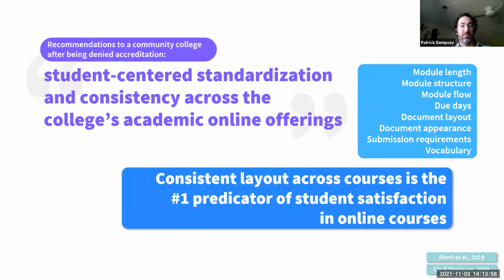So there's something, obviously we're at QM, that I always love to share, this great quote. Student-centered standardization and consistency across the college offerings. That quote's related to this community college, I think it was in Arizona, that got denied accreditation because of the lack of student-centeredness and consistency across courses. And there's a huge reason why, even if you have a good course and someone comes from a bad course, sometimes students are confused and ask questions because they're waiting for you to pull the rug out from underneath them.